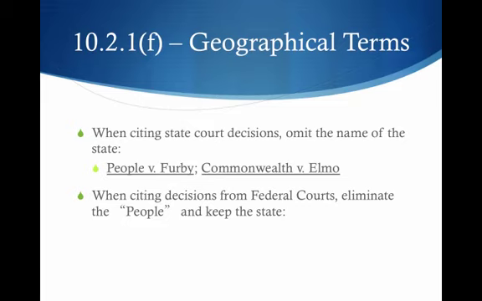But when citing similar decisions from the federal courts where People of Michigan or the Commonwealth of Pennsylvania is a party, we're going to eliminate the people or eliminate Commonwealth and keep the state name. So once People v. Furby travels into the federal court system, it becomes Michigan v. Furby. And once Commonwealth v. Elmo travels into the federal court system, it becomes Pennsylvania v. Elmo.